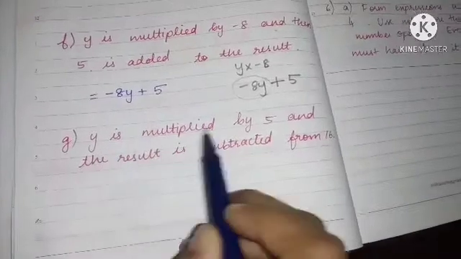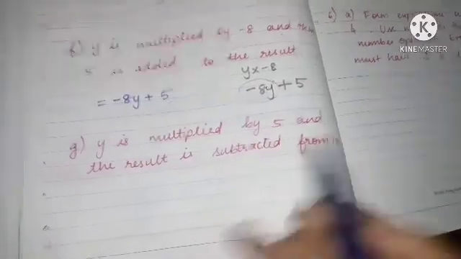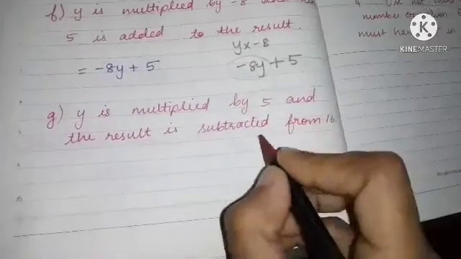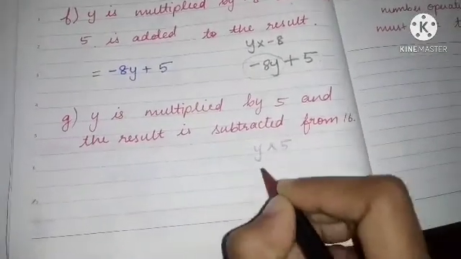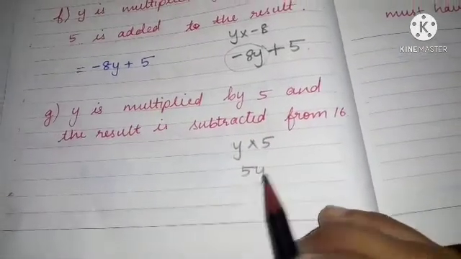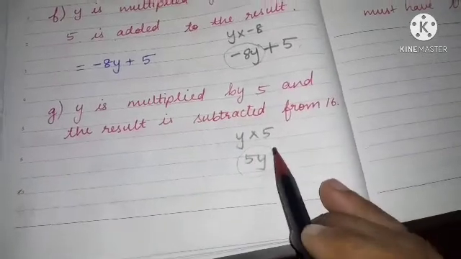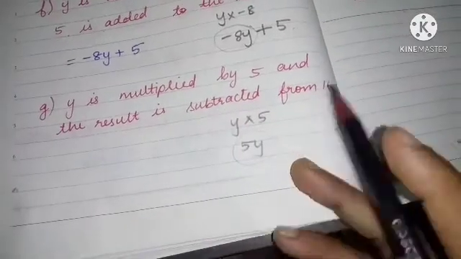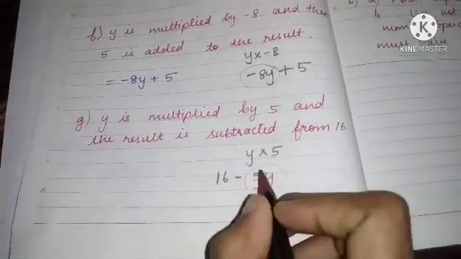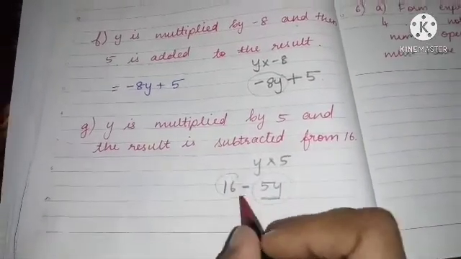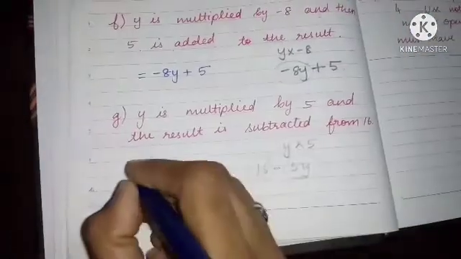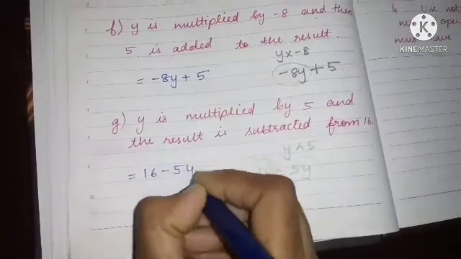Next, y is multiplied by 5. Then the result is subtracted from 16. Now, listen. Y is multiplied by 5. Then y into 5 is 5y. Correct? This is the result we are obtaining. It is subtracted from 16. So 16 minus 5y. The result is subtracted from 16, so 16 minus 5y. What is the answer you are getting? 16 minus 5y.